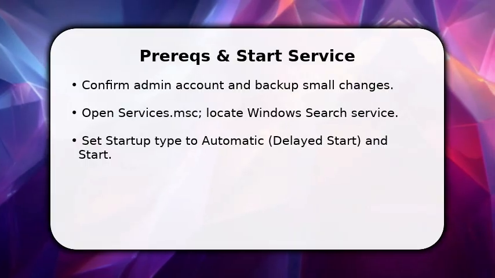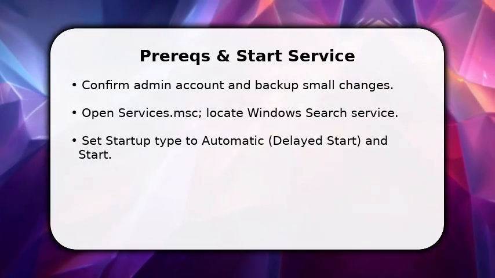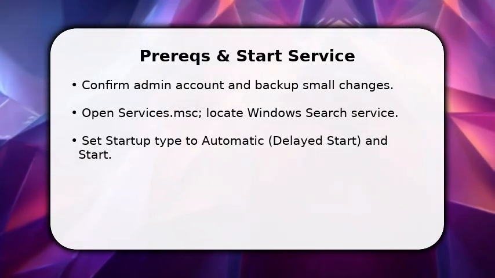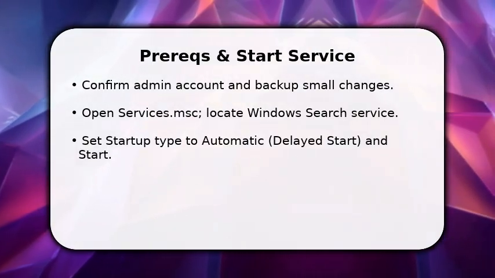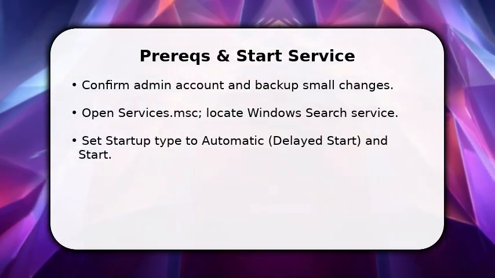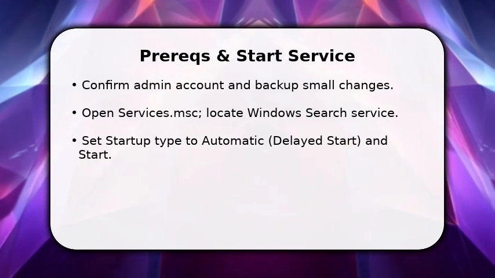If Start is grayed out, right-click and choose Properties, then check the dependencies listed on the Dependencies tab. Make sure dependent services like Remote Procedure Call are running. Once done, move on to repairing index files to restore full search functionality.